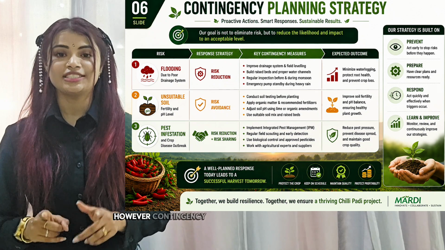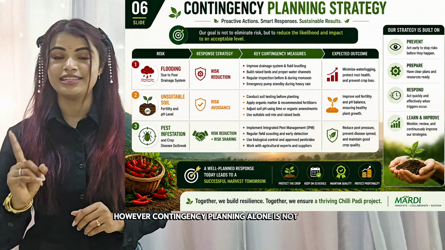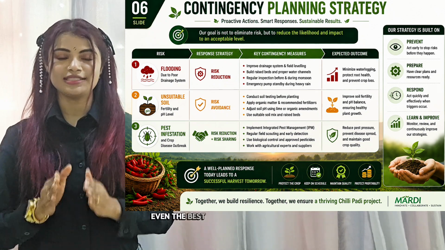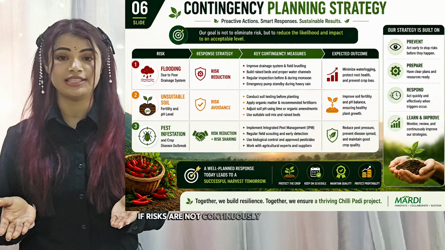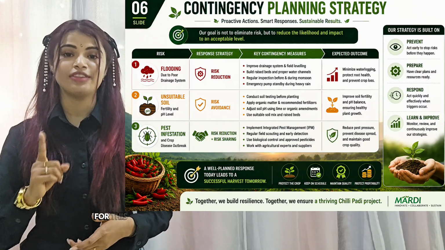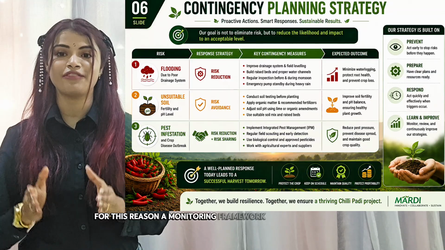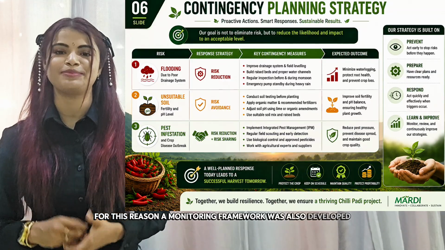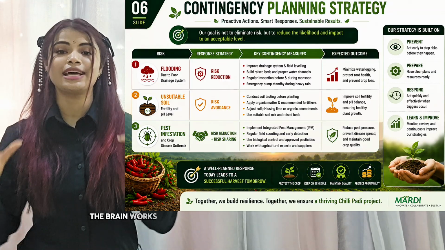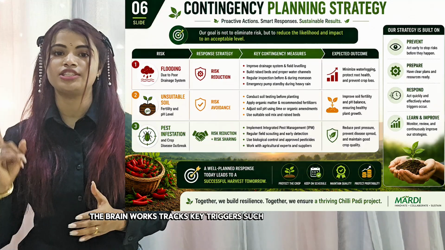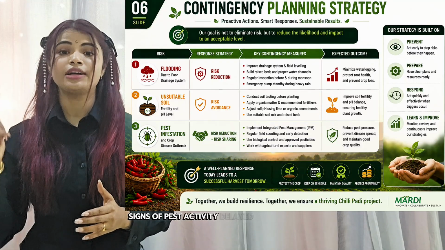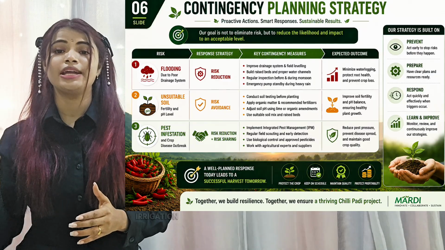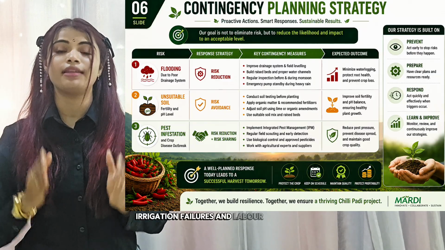However, contingency planning alone is not enough. Even the best plans are ineffective if risks are not continuously monitored. For this reason, a monitoring framework was also developed. The framework tracks key triggers such as abnormal rainfall, signs of pest activity, delayed farming inputs, irrigation failures, and labor shortages.